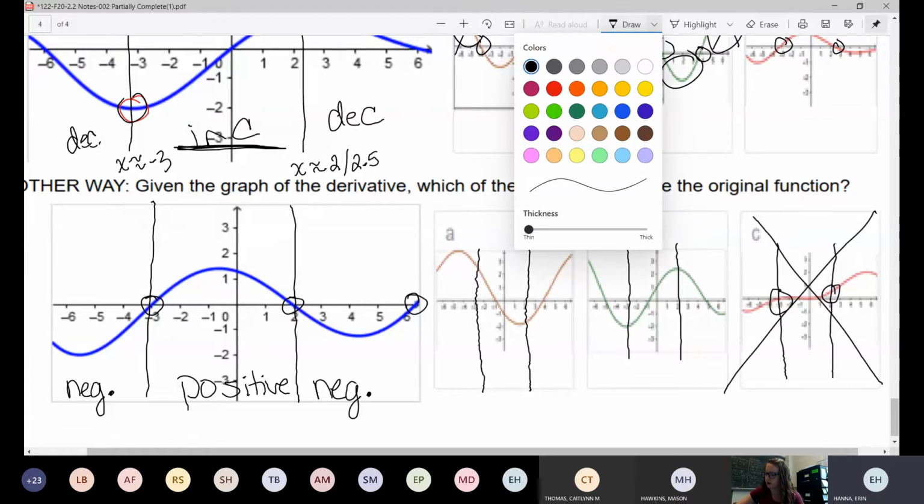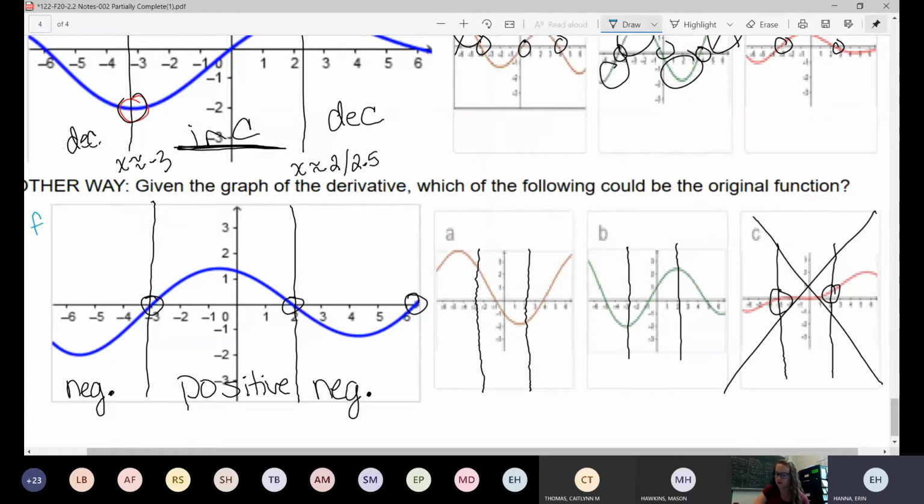So if we wanted to talk then about what the original function should be doing, well, if the derivative is negative, then the original function is decreasing. So we're going to want an original function that's decreasing and then increasing and then decreasing. So that's using that relationship between the two functions that we have.